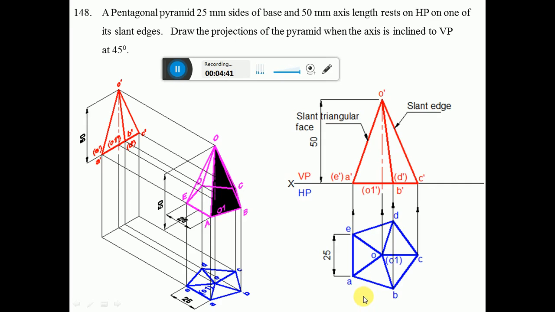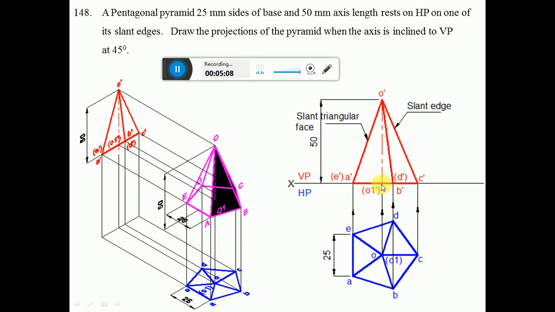When you look from the front view, ABC is near to the observer, so A dash, B dash, C dash are visible, and D and E are away from the observer, so D dash, E dash are invisible. AB is the edge which is hiding the point O1, so O1 dash will become invisible. Since when you look from the front view, I can see the height of 50 mm.